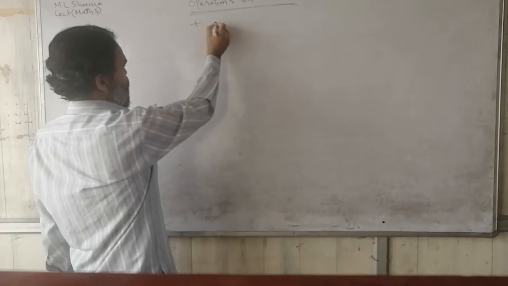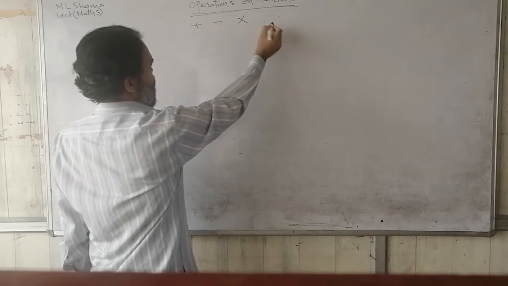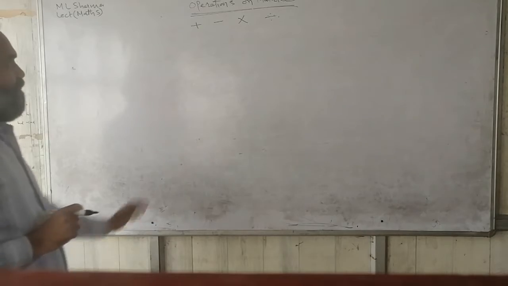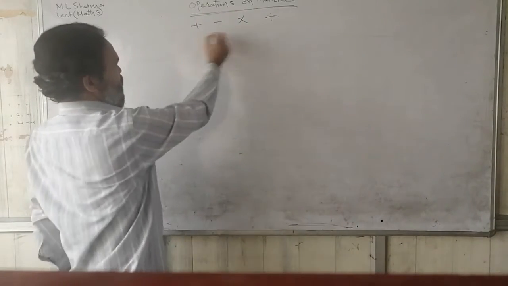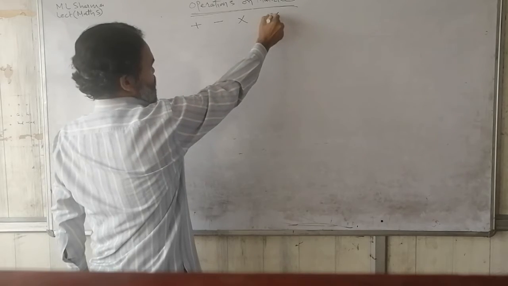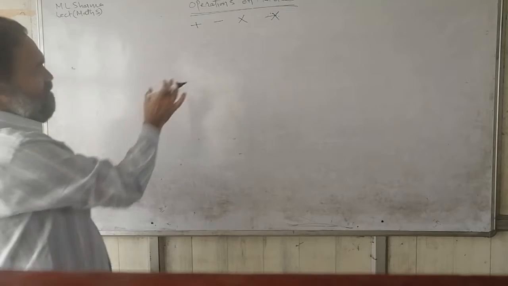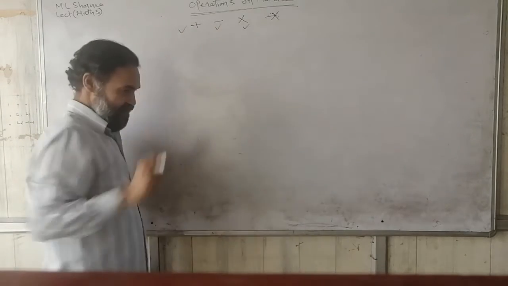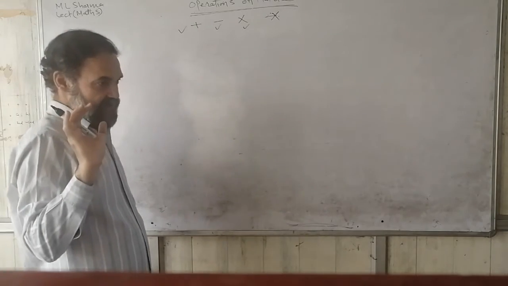Number one, addition. Number two, subtraction, multiplication and division. So these are the four operations which can be performed on matrices. So far as division is concerned, this is not an applicable operation in case of matrices. Addition, subtraction and multiplication, these operations can be performed on matrices.